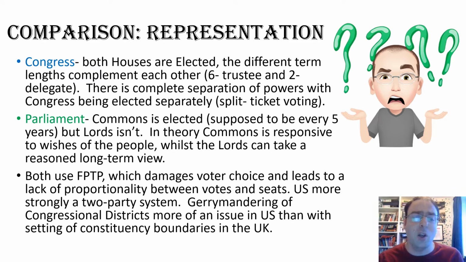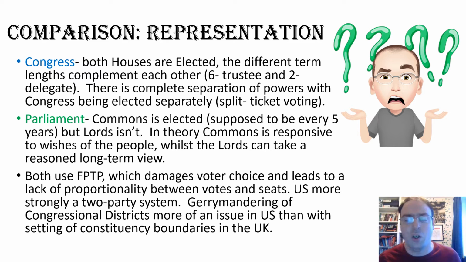Both the UK and the US use first past the post, which damages voter choice and leads to a lack of proportionality between votes and seats. The US is more strongly a two-party system, and in the US we've got the added problem of gerrymandering, where the congressional districts are often set by the state legislature. In 31 of the 50 states it's set by the state legislature. So if you get a Republican state legislature, then they tend to set the congressional districts to suit the Republican Party, and vice versa with the Democrats.